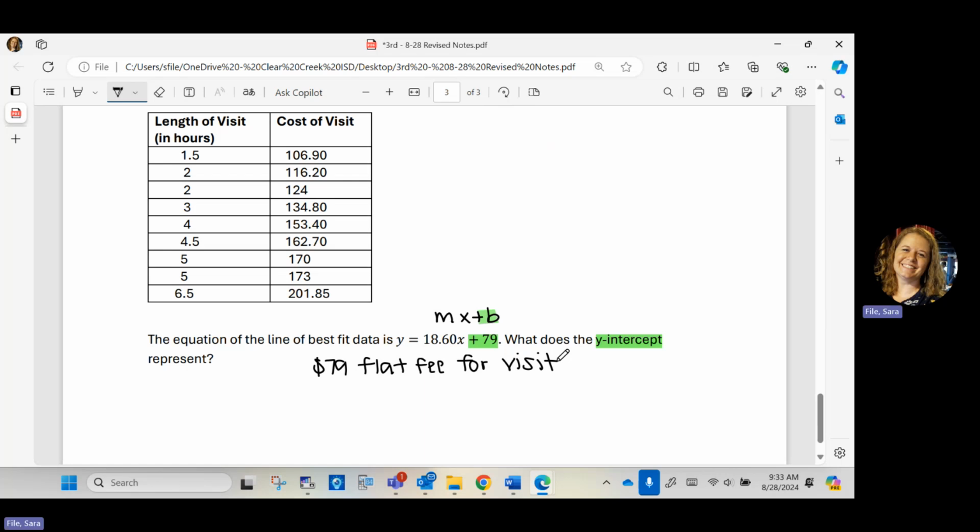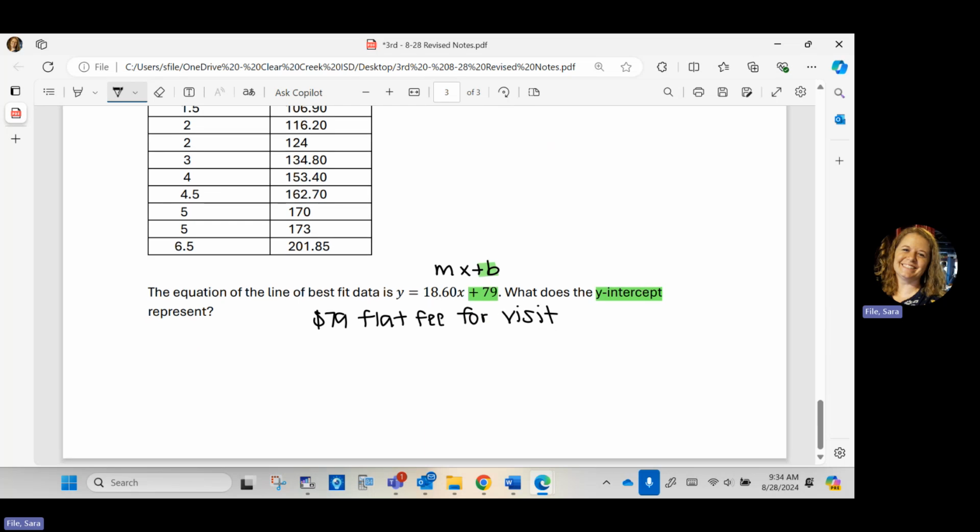All right, so you're going to keep your laptops out because you're going to use Desmos to answer some of the practice questions in Delta Math. So you've got a short Delta Math practice. Some of them are entering data and coming up with equations. Some of them are making predictions. And some of them are just interpreting. So it's a little bit of each of those practice from these notes. So I'm going to go and activate that for you now.